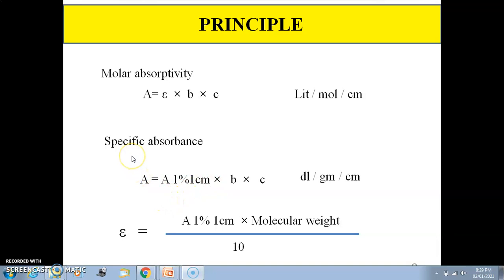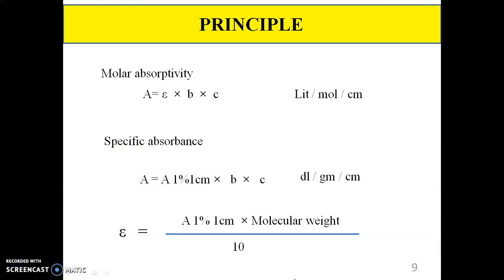Whereas specific absorbance: when the concentration is in gram per deciliter, the constant is called the specific absorbance, which is indicated by the symbol A1% 1 cm. And the unit of the specific absorbance is deciliter per gram per centimeter.